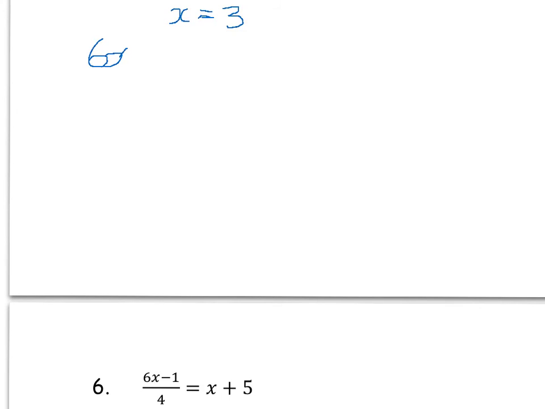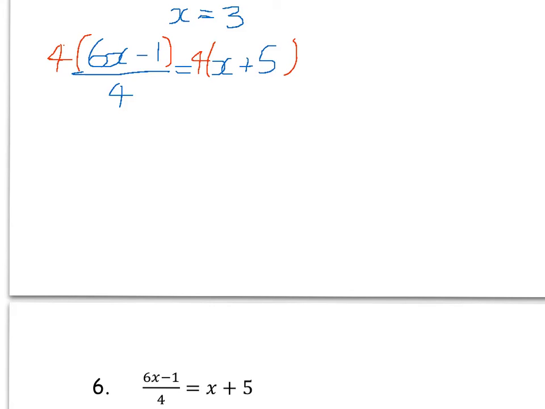One final example is this question. 6x minus 1 divided by 4 equals x plus 5. Now the one thing that's making this question look difficult at the moment is this divide by 4. So what we're going to do first is multiply both sides of the equation by 4 to eliminate that problem. So multiply the left hand side by 4 and multiply the right hand side by 4. Please note that I've put brackets around everything.